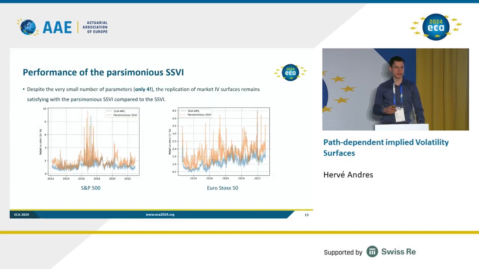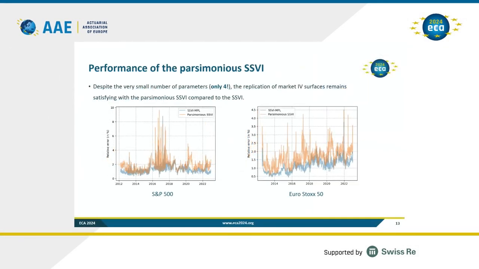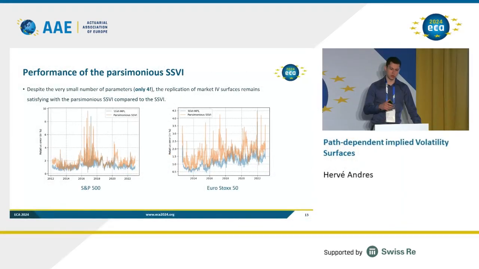So the question at this point is, what do I lose because I reduce the number of parameters? I must lose in the accuracy of the calibration. But when we compare the mean relative error of the full model with all the parameters to the parsimonious one, and we perform this calibration on all the dates of our historical data, from 2012 to 2021, actually, it's quite close, and on average, it's still a very good calibration for our purposes.